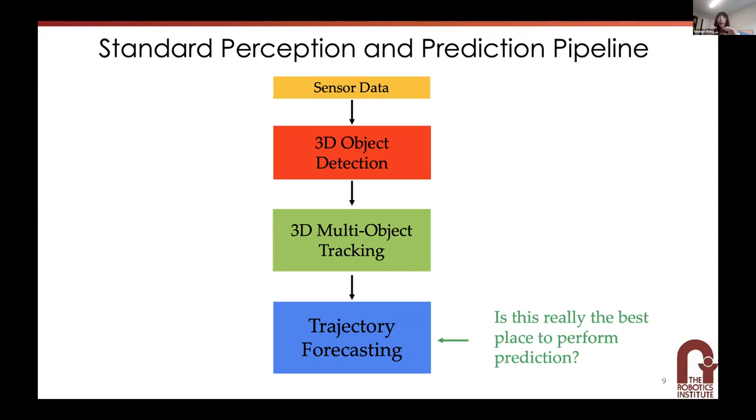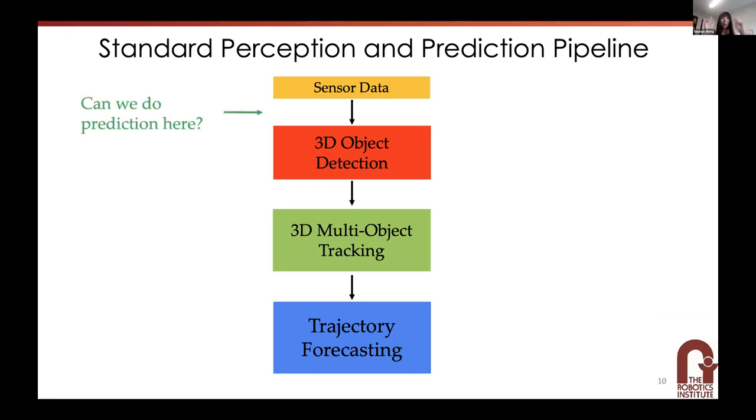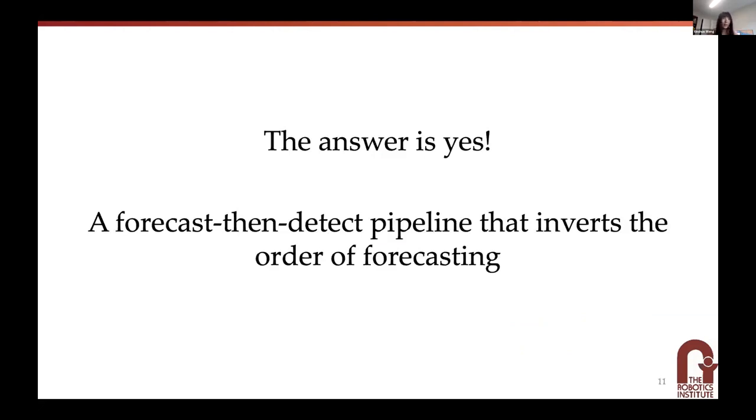So in this talk, we explore this direction by posing the question: is the last module in this pipeline really the best place to perform prediction or forecasting? There are other works that do forecasting for video prediction, and we're inspired by that line of work. Can we do prediction or forecasting upfront and use that information for downstream detection and tracking modules? Can we do prediction right after the sensor data? The answer is yes, because we have seen a lot of success in other domains. So we're proposing a forecast-then-detect pipeline that inverts the order of forecasting.